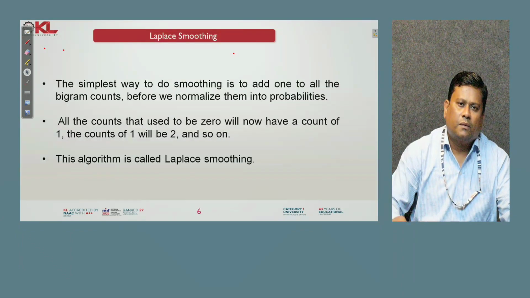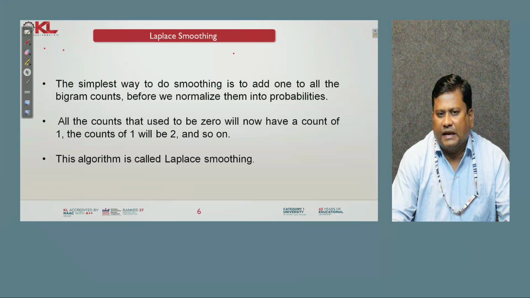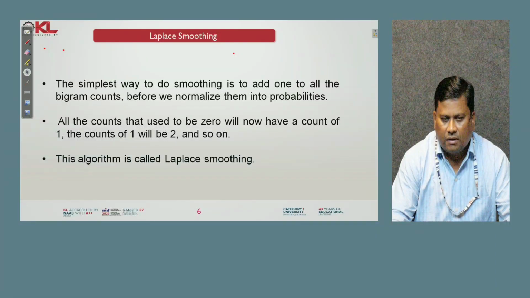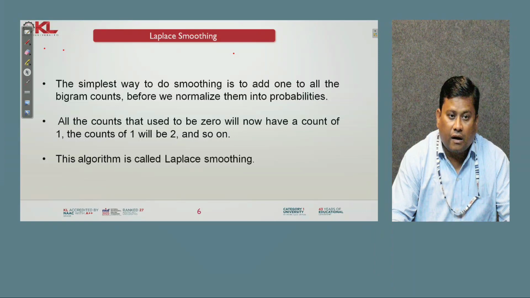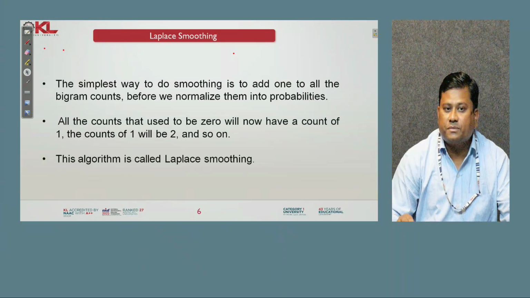So what is Laplace smoothing? The simplest way to do smoothing is to add 1 to all the bigram counts before we normalize them into probabilities. All the counts that used to be 0 will now have a count of 1, the counts of 1 will be 2, and so on. So it is added one by one. This algorithm is called Laplace smoothing.